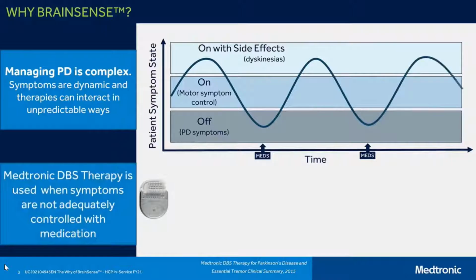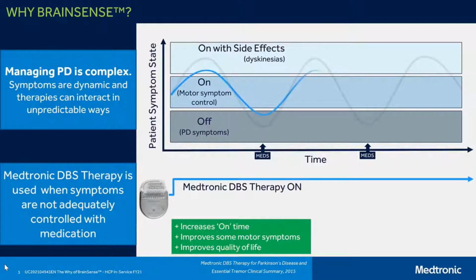And I think we're also all aware that DBS therapy, of course, is used when symptoms cannot be adequately controlled by medication. When the therapy is on, you can see the fluctuation curve flatten somewhat, so it's predominantly in the on portion, which provides the patient that improvement in motor symptoms, the increased on time, and an improved quality of life. And the goal of stimulation is to keep the patient in that middle on zone, but here's the crux. We have really no way of knowing how much time a patient spends in this on zone while they're outside of the clinic, or just how effective our programming is throughout the course of an average day.